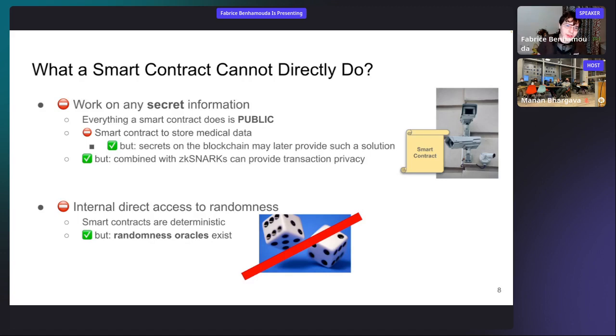The final thing that the smart contract cannot directly do is access randomness. A smart contract is a completely deterministic piece of code, and the inputs are deterministic, so it is the complete opposite of randomness. There is no way for a smart contract to directly compute randomness, but there are ways to do it using a randomness oracle, using external information once again. But it's not straightforward and it requires really understanding things.